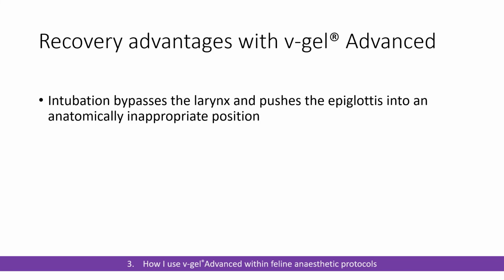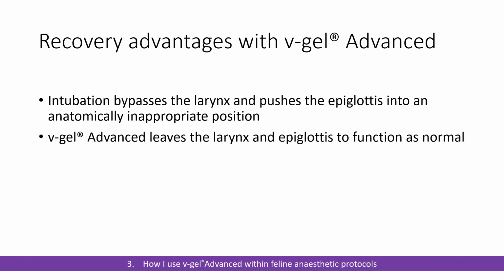With the V-gel advanced, you've got those recovery advantages. So intubation bypasses the larynx, so you're going all the way past it, down into the trachea, and don't forget that the tube is pushing the epiglottis ventrally onto the floor of the pharynx into an anatomically unusual position. And of course, in recovery, the larynx then has to recover its normal function. The arytenoid cartilages have to start to move normally. The epiglottis has to raise back into a normal position.